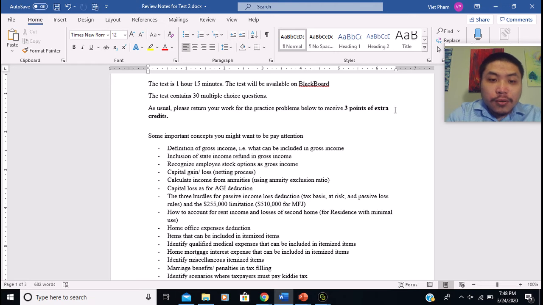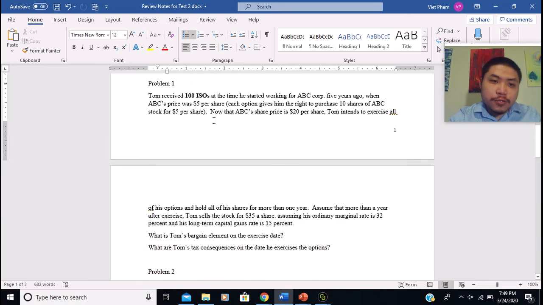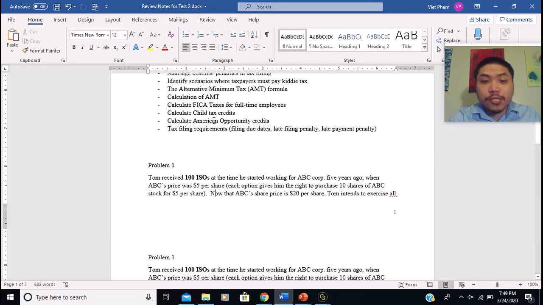Okay. All right. The third item is recognizing employee stock option as gross income. We also discussed this in chapter 5, and remember there are two types of stock options. Make sure you know the difference in terms of the treatments for the two types of stock option. And I think I prepared the practice problems down here, more than one. We're going to talk about this in a little bit.